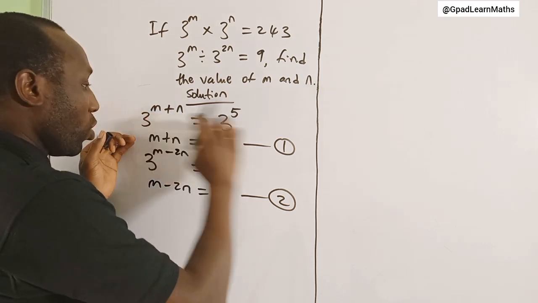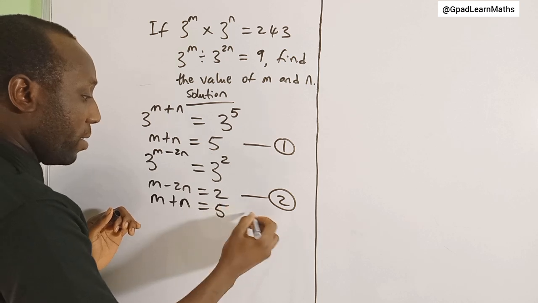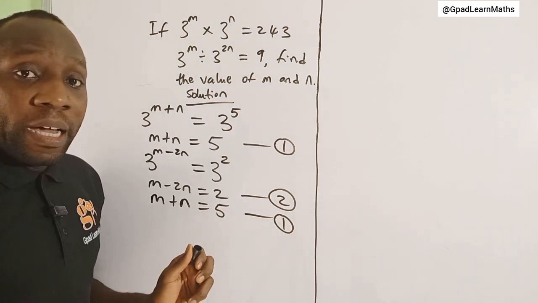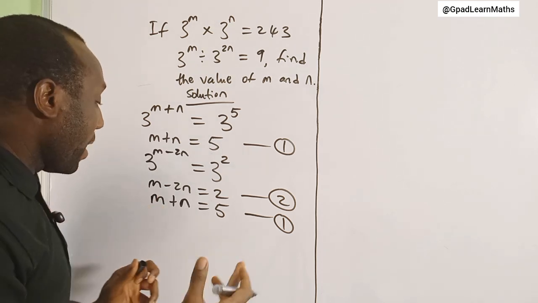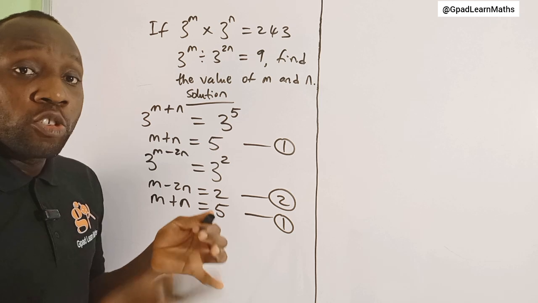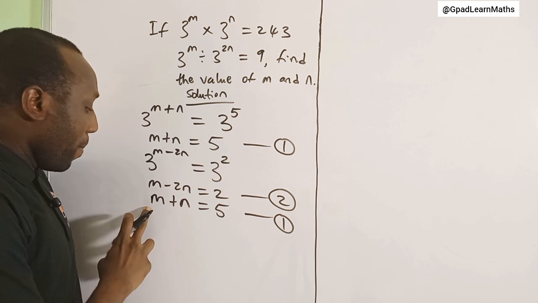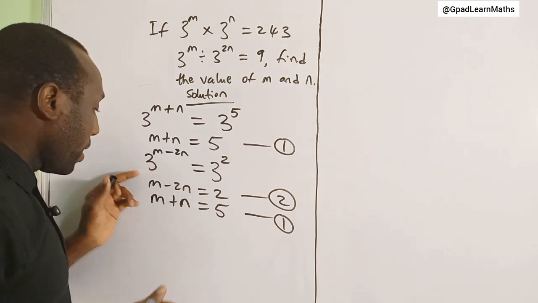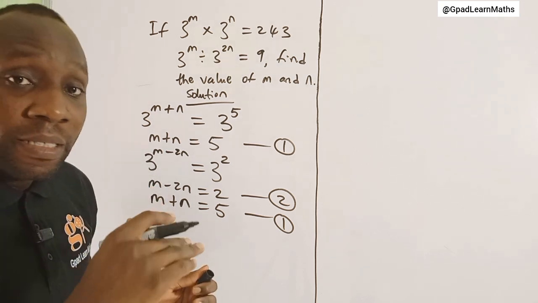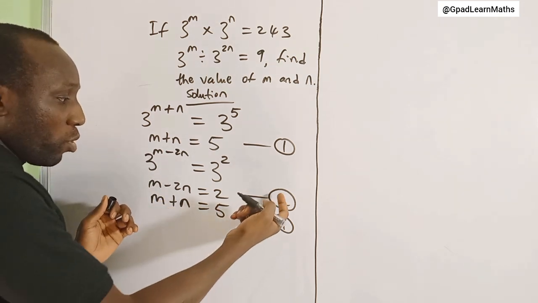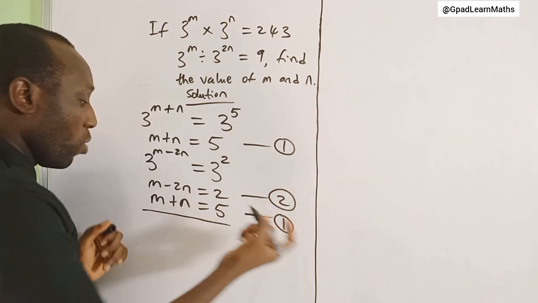Now, permit me to bring equation 1 under this. So that will be m plus n is equal to 5. Again, this is equation 1. If I want to get rid of either variable, m or n, I can use the elimination method or the substitution method. I'm going to use the elimination method because it's easier this way. Because m has the same coefficient of 1 in both equations, I can easily eliminate it by subtracting. I can say equation 2 minus 1 or 1 minus 2; either goes. Let's say equation 2 minus equation 1.